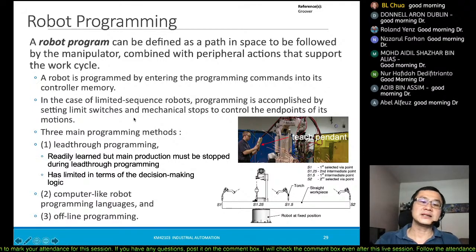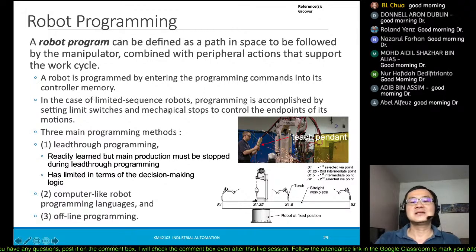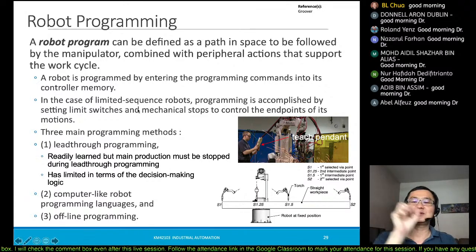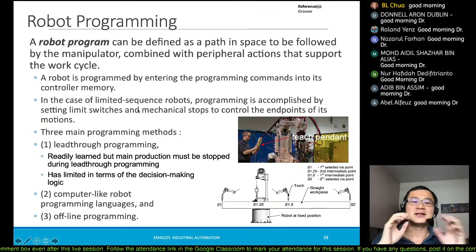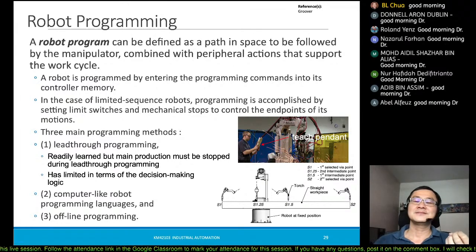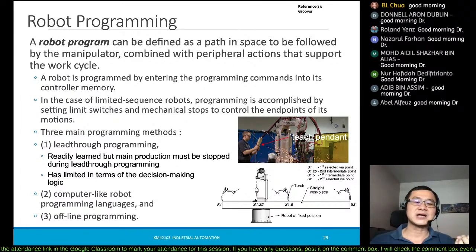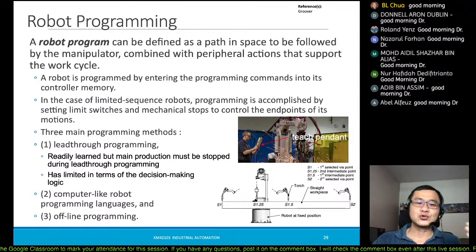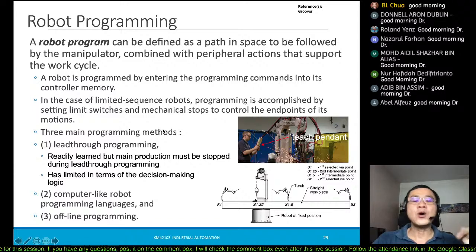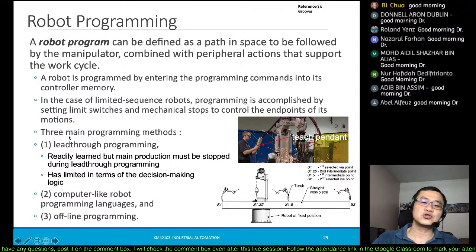There are several ways to do it. The easiest one, the most conservative one, is through the limit switch. You just put several limit switches. When it touches this point, then the second operation or sequence will come into the picture. But when we come to a higher level of programming, a more complex type of task, we would want to use three main programming methods for robots. So robots are usually based on these three main programming methods.